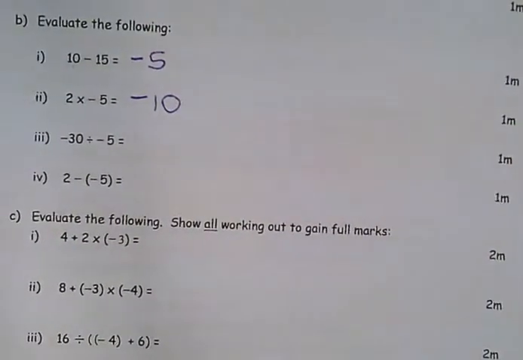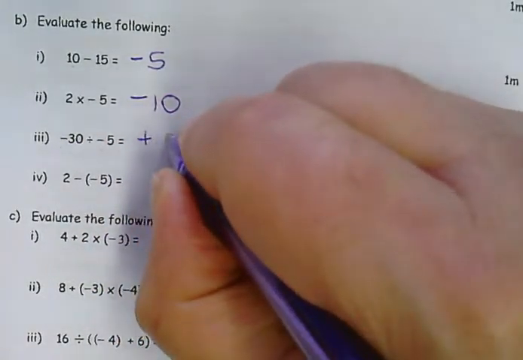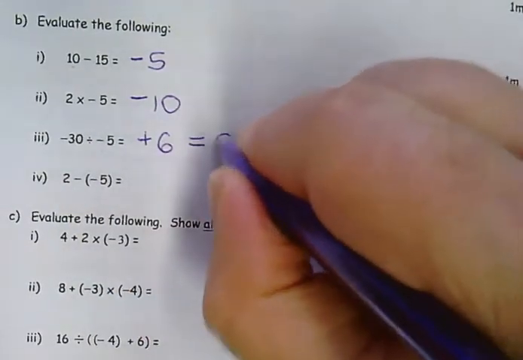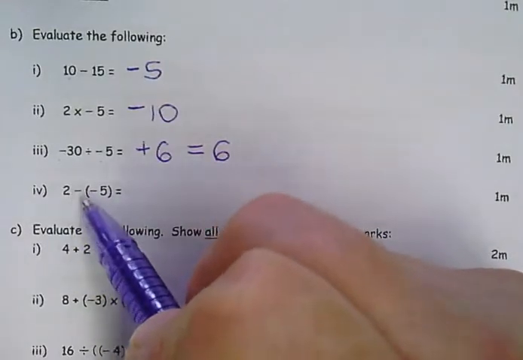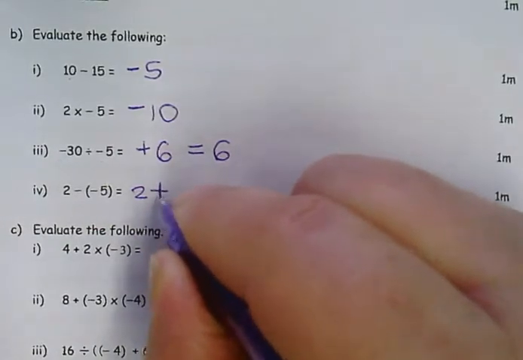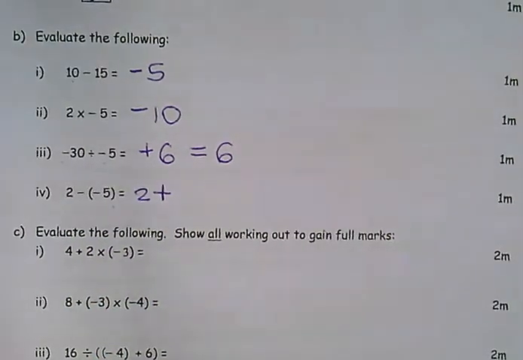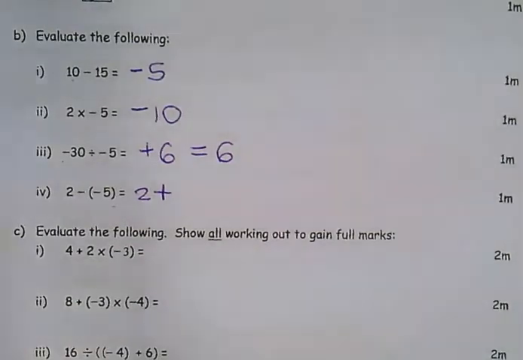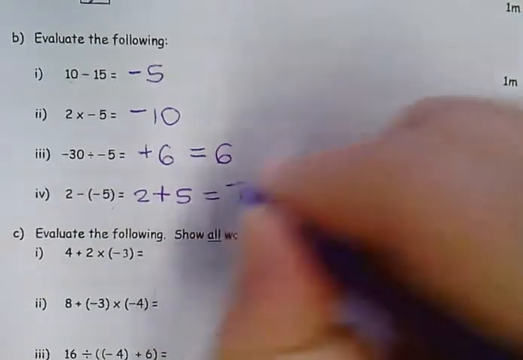Now, the next question. Negative 30 divided by negative 5. A negative divided by a negative is a positive, so it's positive 6, because 30 divided by 5 is 6. And then if you see take away a negative, when we take away a negative, it becomes, we add, okay, it becomes a positive. So 2 take away negative 5. Just think, if you're taking away a negative feeling, you would feel better. You would feel more positive. So 2 plus 5, which is 7.